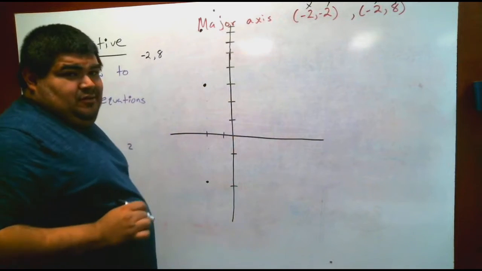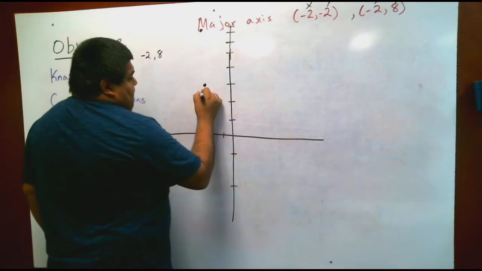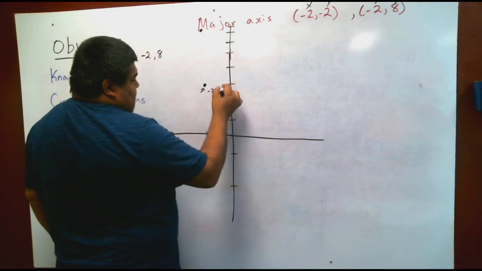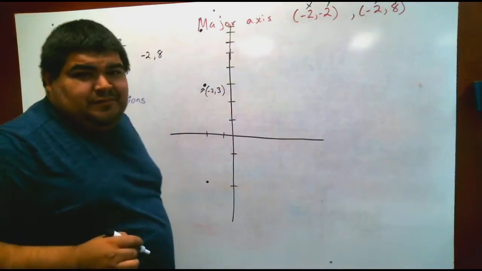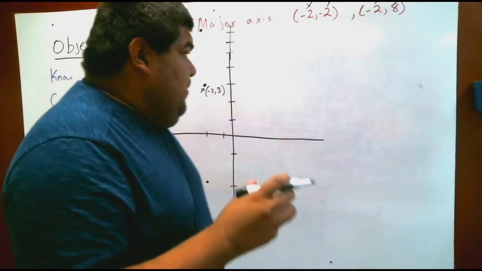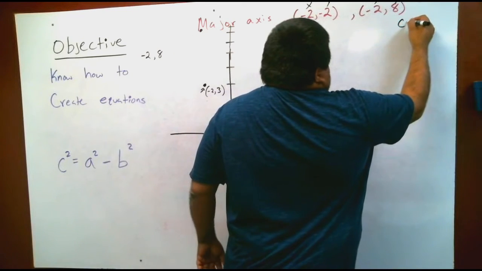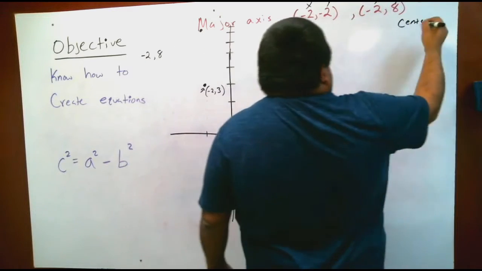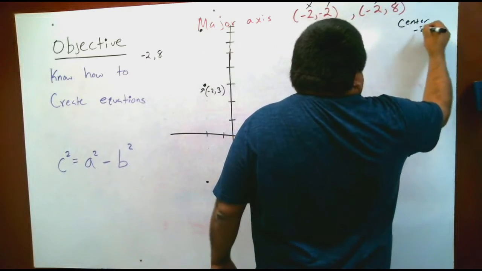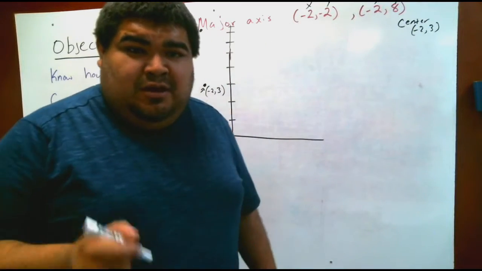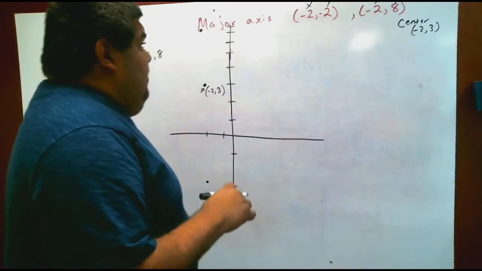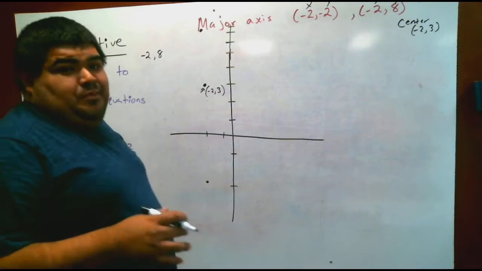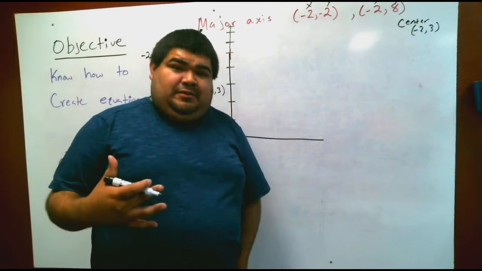So our center is now here, which is -2 on the x and 3 on the y. So (-2, 3) is our center. Now that we have our center, we can say center or vertex. Okay, center is (-2, 3). That's going to come in handy later on, okay? The center. Also, now that we have the distance between our points, we can actually find our foci, okay?